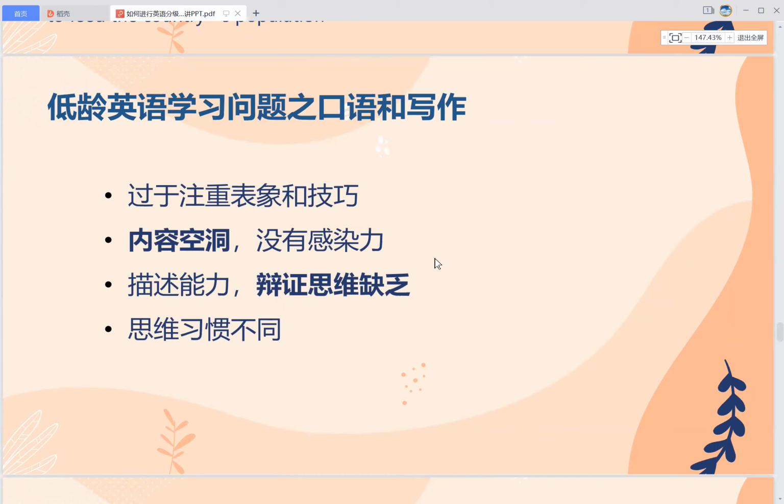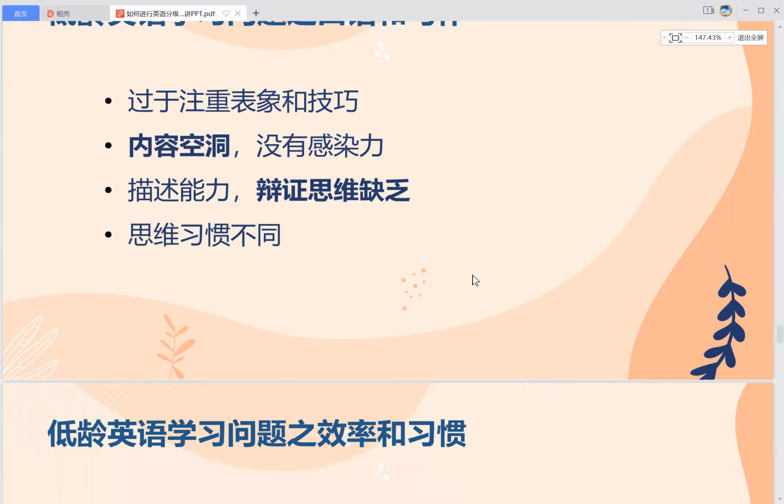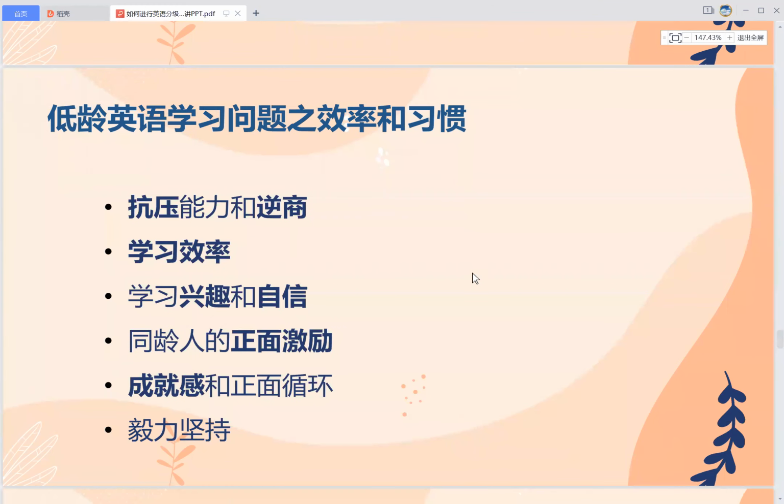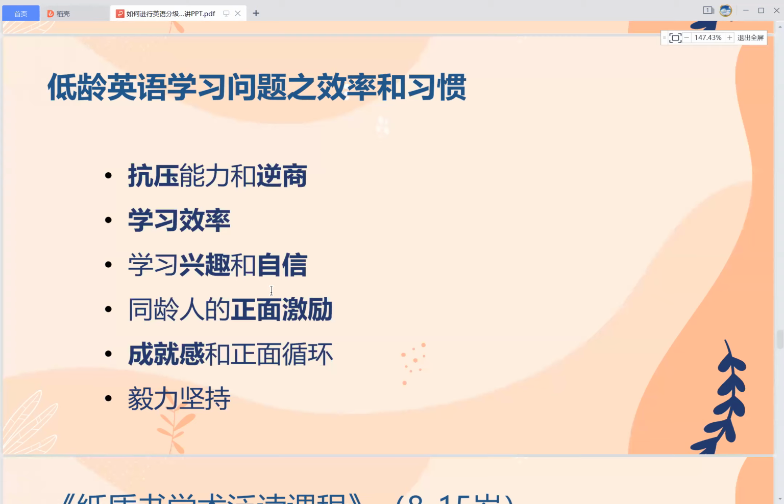Too hollow, too shallow without substantial materials are the main question for us. Last but not least, I think it's about efficiency and study habit. Because many students, if they can have a great progress in our extensive reading program, they must have progress or improvement on their study efficiency or their confidence or their study interest and even sense of achievement.